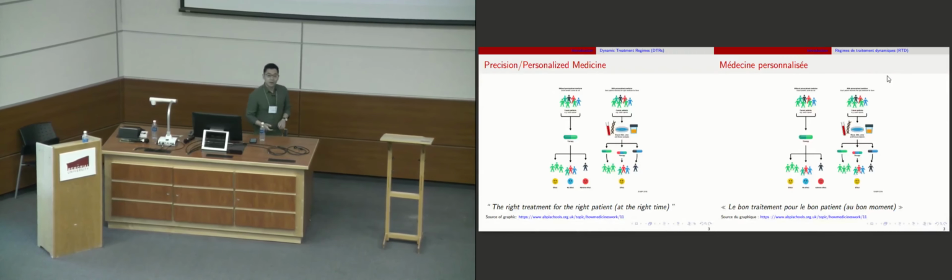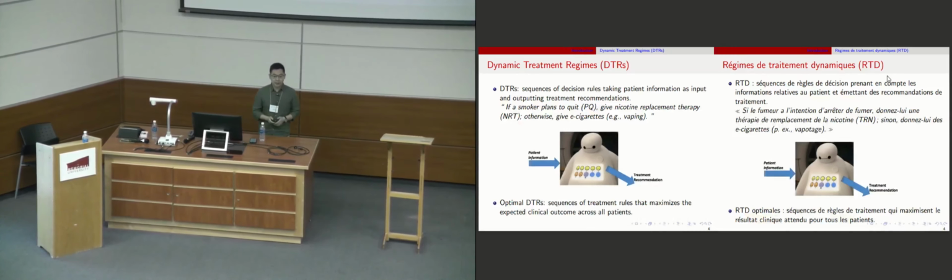Precision medicine, or personalized medicine, refers to the principle of tailoring treatment to individual patient characteristics. Rather than give all patients with a particular disease the same drug, we consider which treatment is best for each individual. So we have the slogan: the right treatment for the right patient at the right time. This approach is formalized by dynamic treatment regimes, the DTRs.